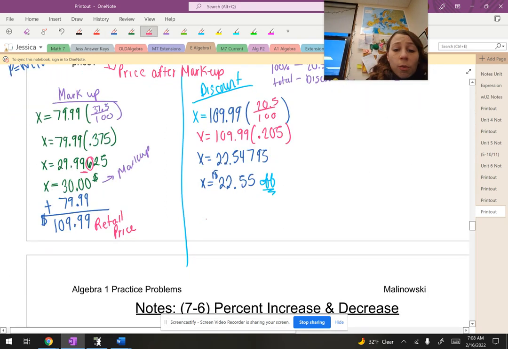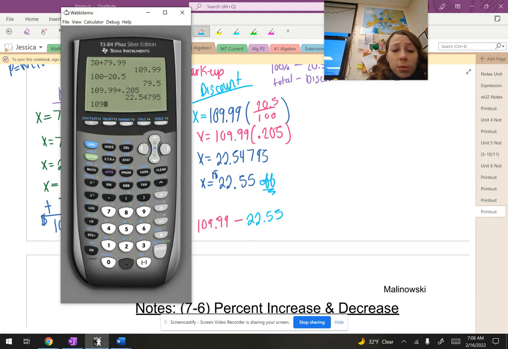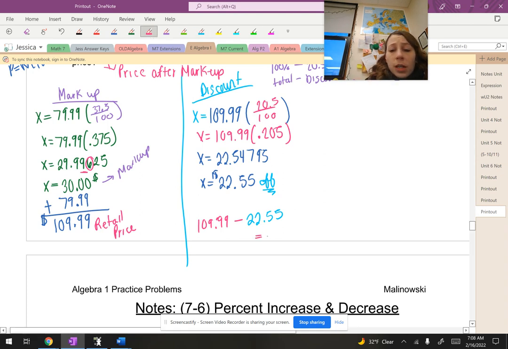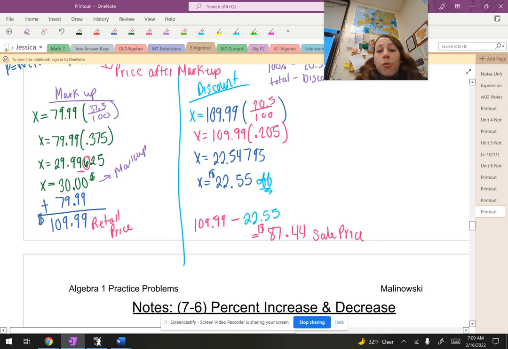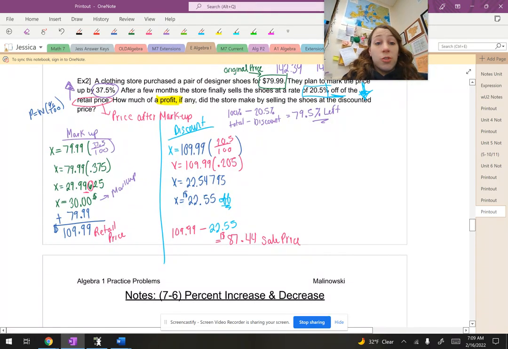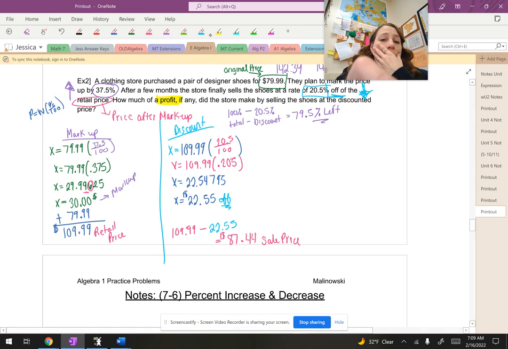So taking that $109.99 and subtracting that discount amount that's coming off would give us 109.99 minus 22.55, which is 87.44. It gives us a sale price of $87.44. It's not pretty. $87.44 is the sale price. That's the price that they're selling it for. That's the amount of money the person who bought the shoes in the store paid for it.